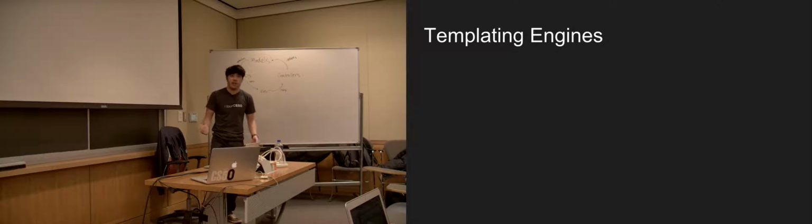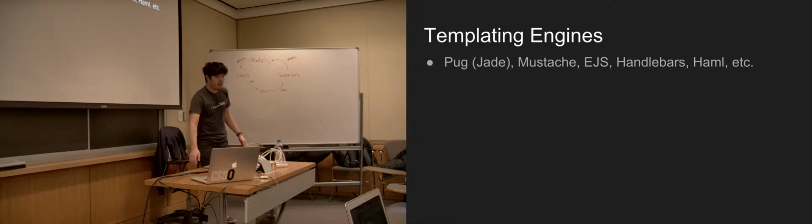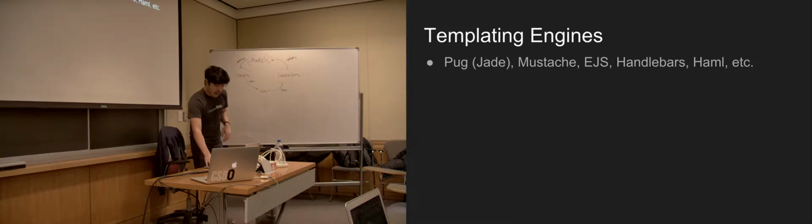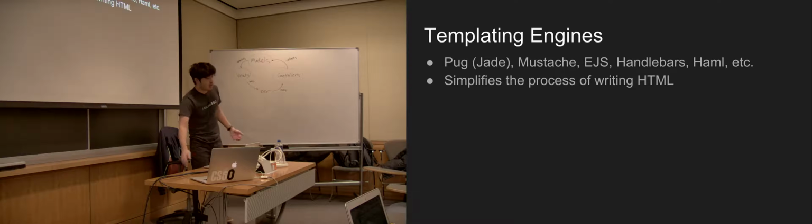And so first, templating engines. Namely Pug, which used to be called Jade, Mustache, EJS, Handlebars, Haml, etc. Who took CS50 this year? Does anybody remember what templating engine you used? Jinja, exactly. Jinja was Python's templating engine, and these are ones for Node.js or JavaScript in general.